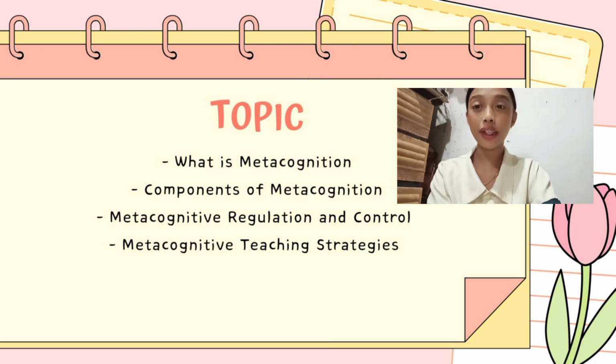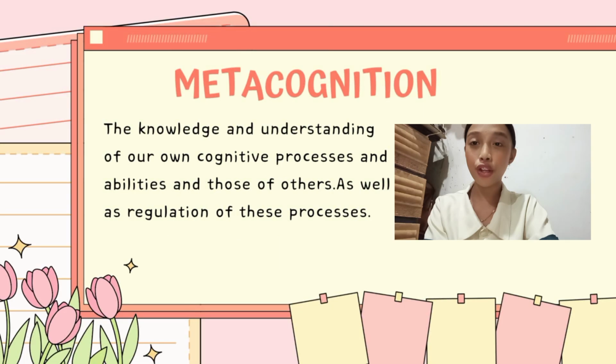For today's topic, I'm going to discuss what is metacognition, components of metacognition, cognitive regulation and control, and metacognitive teaching strategies. First, let's talk about what is metacognition. Metacognition comes from the Greek word meta, meaning higher or beyond, and the Latin word cognitio, meaning thinking. It is the knowledge and understanding of our own cognitive processes, abilities, and those of others, as well as regulation of these processes.